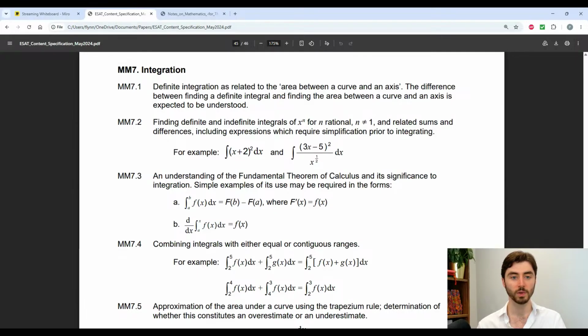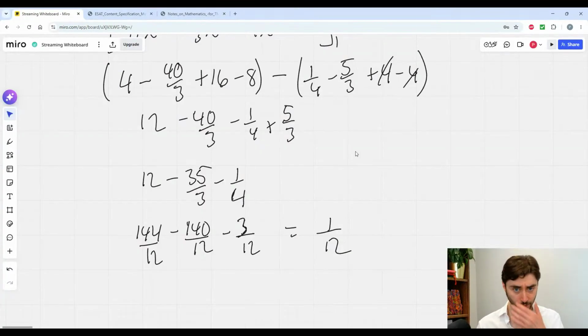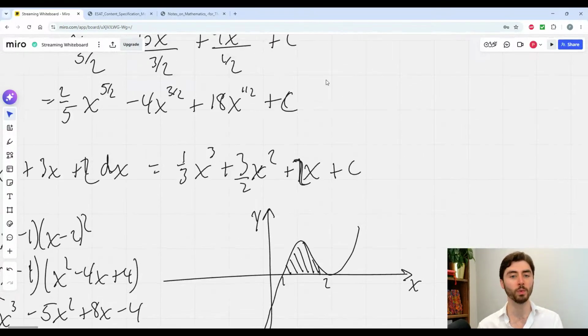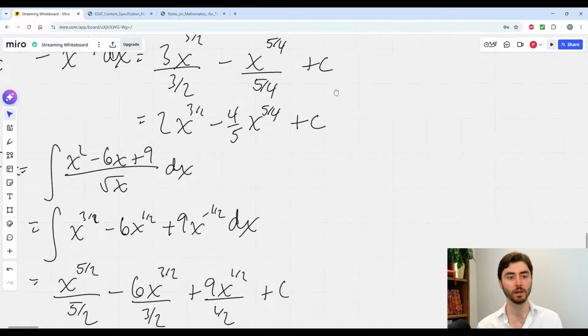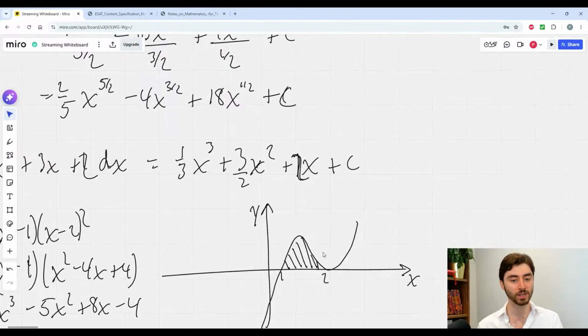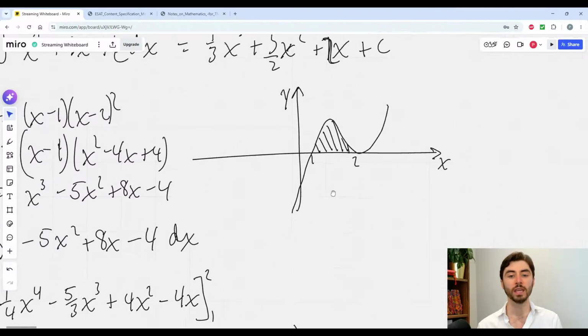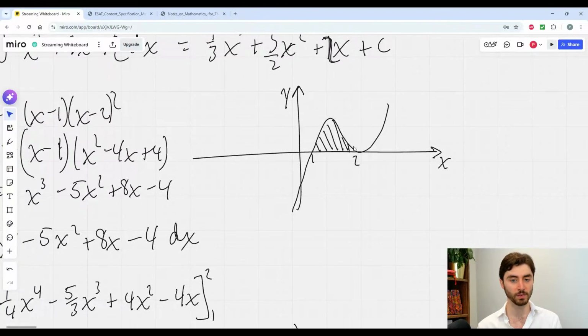The difference between finding a definite integral and finding the area between a curve and an axis is expected to be understood. I think what they mean here, well, let's talk about what would have happened if we had not changed it. So here we got a nice positive value because this was all above the x-axis.